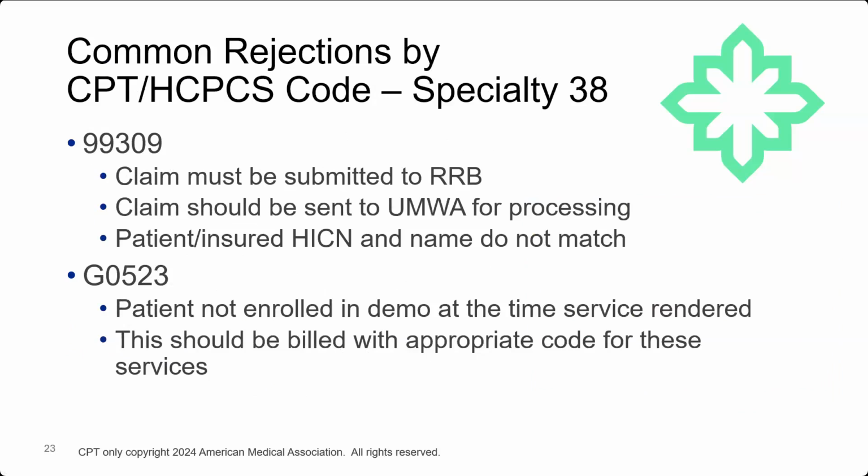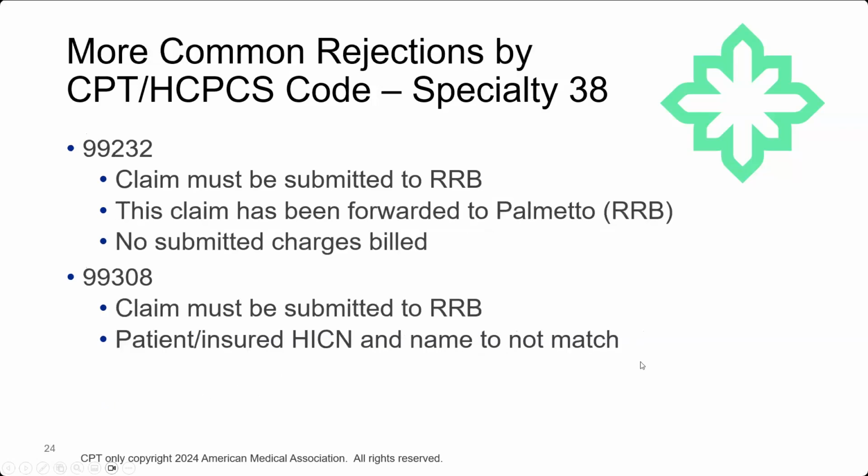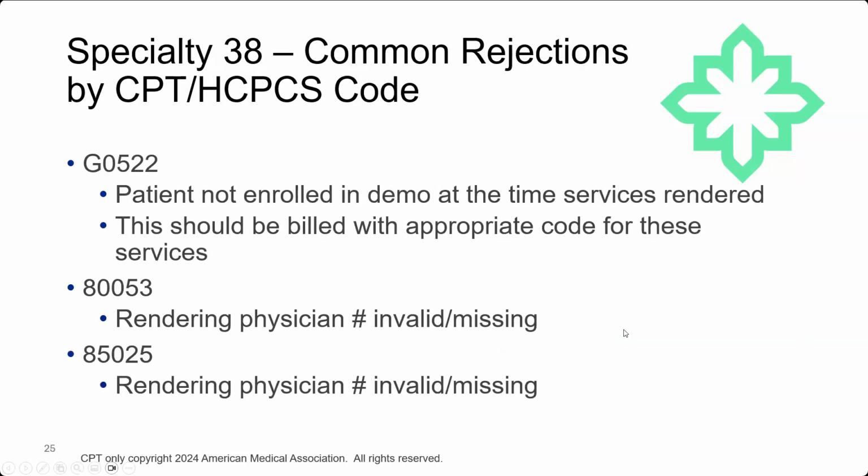So I do have that resource so that you can avoid this second most common reason for rejections of geriatric medicine claims. Second reason why this code is rejecting is that this should be billed with the appropriate code for these services. 99232 is the next most common rejection, subsequent hospital visit. Again, claims should be submitted to Railroad, or the patient insured HIC number and name do not match, which is the Medicare beneficiary identifier. G0522 is also one of those, management for new patient with dementia, but this is low complexity for use in that Centers for Medicare and Medicaid Innovation model that I talked about. Patient not enrolled should not be billed, or should be billed with the appropriate code for these services.